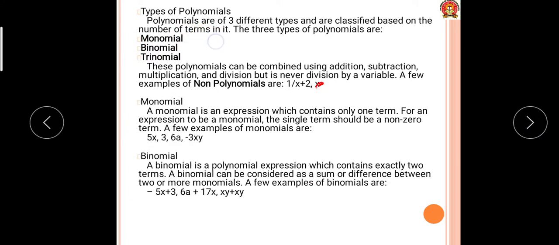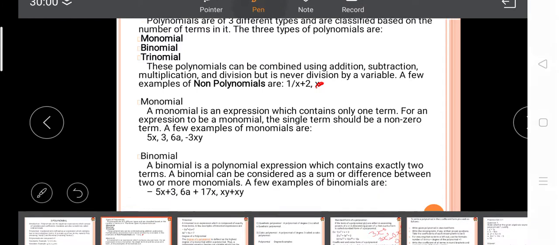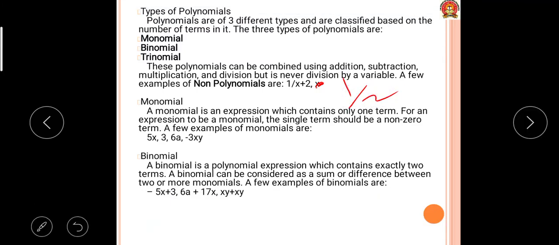All of you know monomial, binomial, trinomial. This classification is based on the number of terms. Whereas monomial means one term. If you consider 1 upon x plus 2 or 1 upon x, whatever it is, this 1 upon x is also not a polynomial.